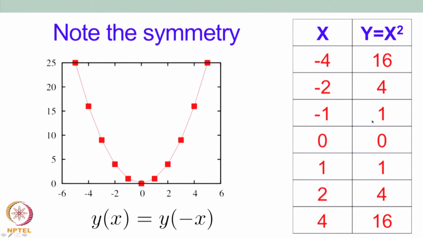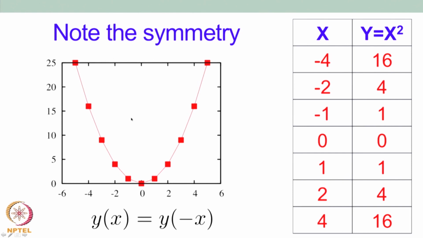If x is minus 1, minus 1 square is plus 1, minus 2 square is 4, minus 4 square is 16. So we have minus 4 to plus 4, and if we take that and plot it here: minus 4 square is 16, minus 3 square is 9, minus 2 square is 4, minus 1 square is 1, here again 1, 2 square is 4, 3 square is 9, 4 square is 16, 5 square is 25. The interesting thing is that one should note the symmetry. So what is the symmetry here?